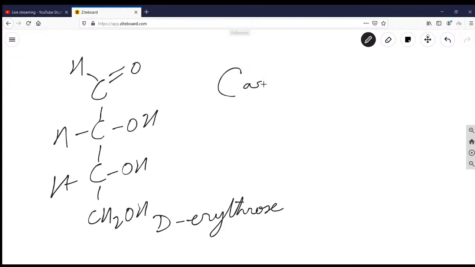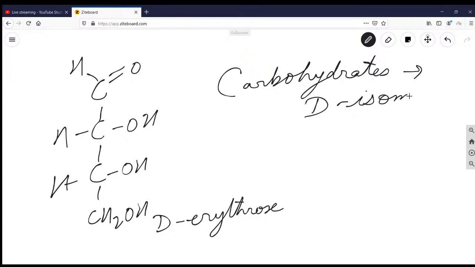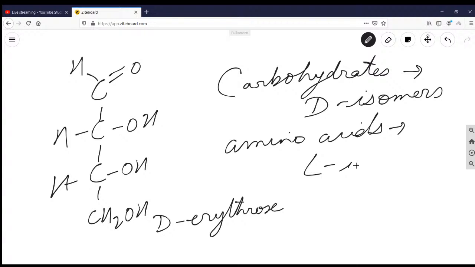Again, neat question. Carbohydrates in the body are accepted as D isomers, whereas amino acids are accepted as L isomers in the human body. Always know this for a fact, D isomer and L isomer. So that is why when I am drawing carbohydrates, I am always writing the D form first, not the L form. So this is D-erythrose, a 4 carbon carbohydrate.